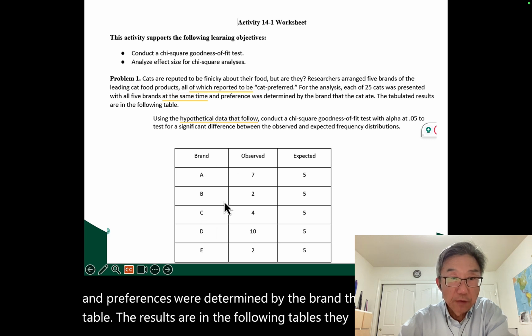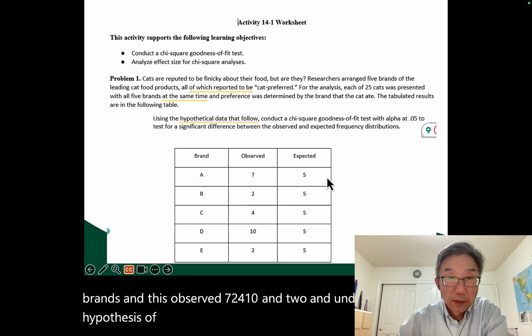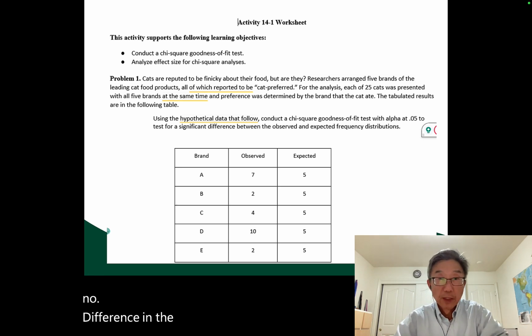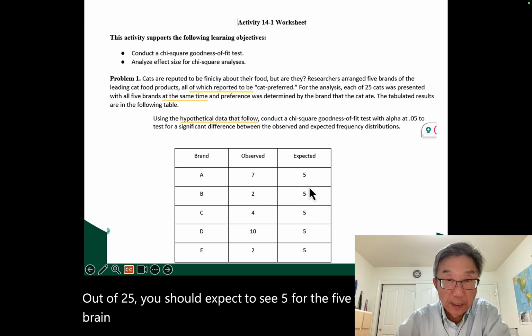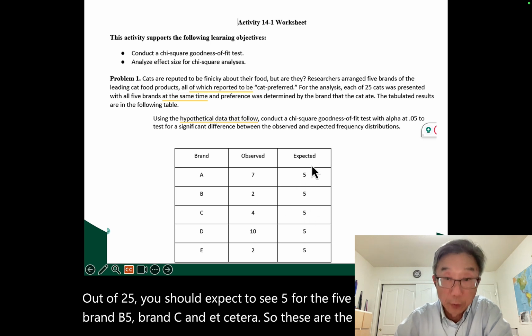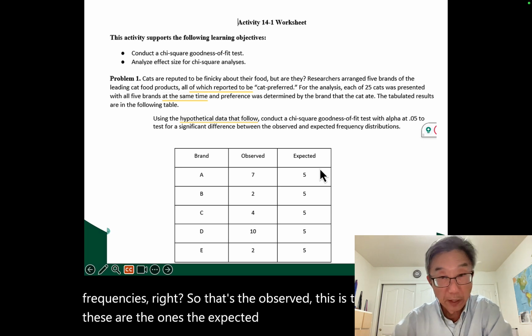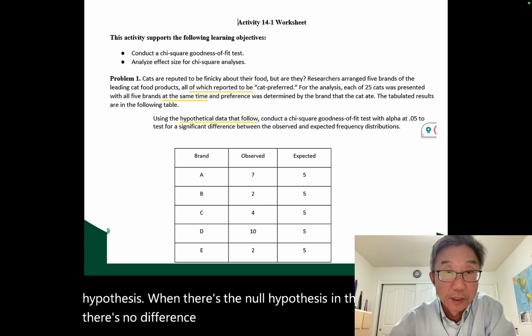So you have A, B, C, D, E, 5 brands, and the observed counts are 7, 2, 4, 10, and 2. And under the null hypothesis, there's no difference in the preference. So out of 25, you should expect to see 5 for brand A, 5 for brand B, 5 for brand C, and etc. So these are the expected frequencies. That's the observed data, and these are the expected frequencies under the null hypothesis, which in this case says there's no difference, there's no preference.